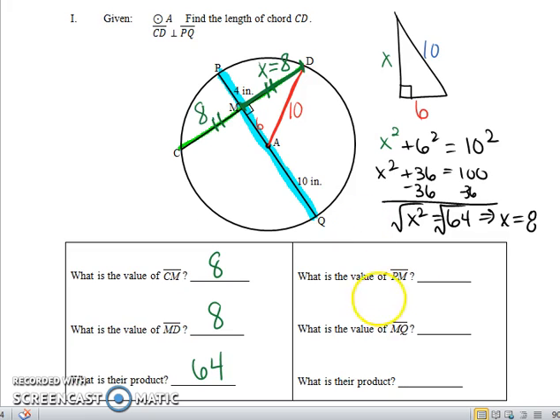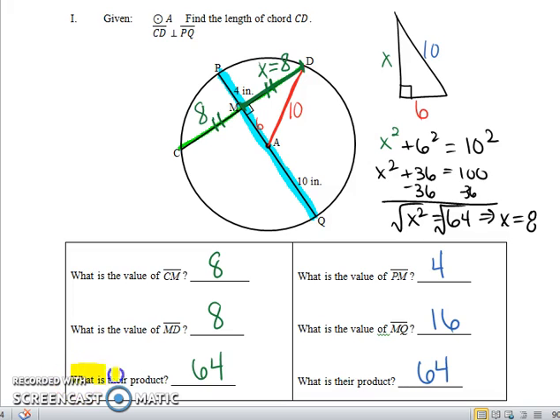Now let's go over to this box. It's asking, what's the value of segment PM? From P to M, that was 4 inches. And then it asks for the value of M to Q. Now M to Q is this whole segment here. So M to A was 6 and A to Q is 10. So all together, 10 plus 6 gives me the value of MQ, which is going to be 16. And again, they're asking me what's their product. So if I take 4 and I multiply that by 16, I should get 64.